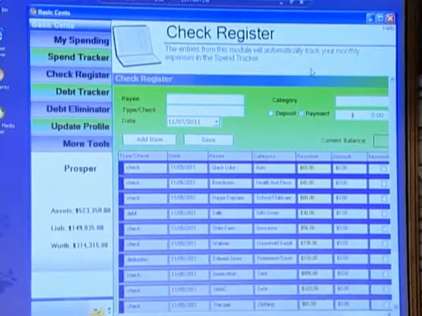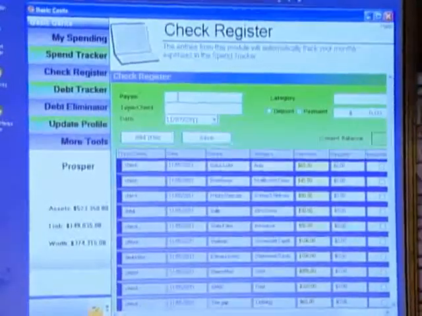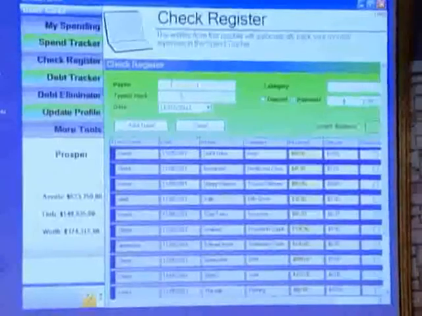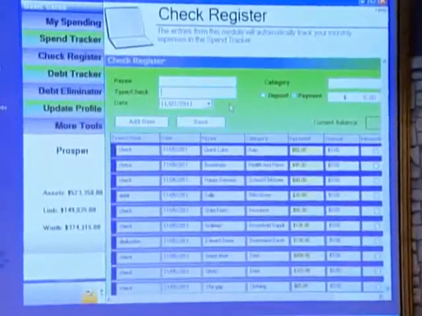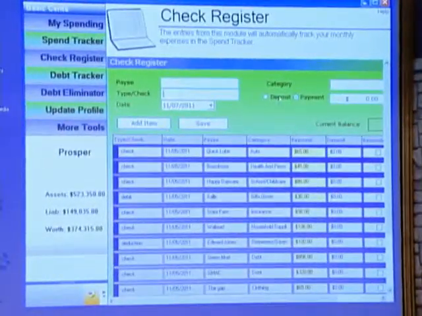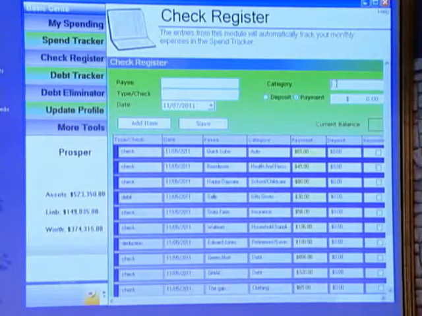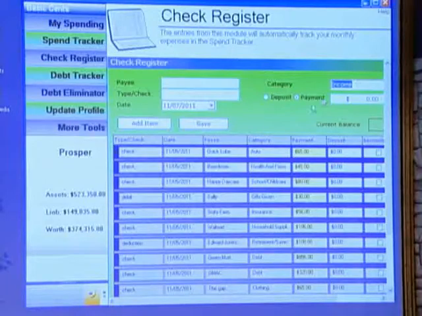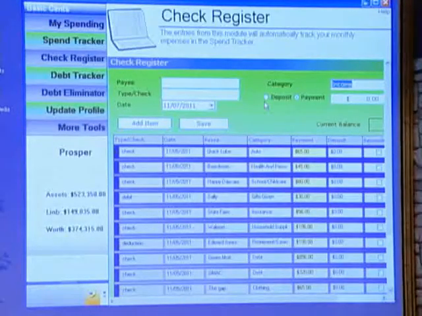So what you do is you add an item right here. You put the payee in there. Let's say it's JCPenney. You write JCPenney a check. The date's 11/7/2001. The category is debt because it's JCPenney's credit card you're paying. And it's a payment, not a deposit. If it was a paycheck, you'd check deposit here. And if it's going to JCPenney to pay on the credit card, it's a payment. It keeps track of it down here, and it uses this information to update the spend tracker.